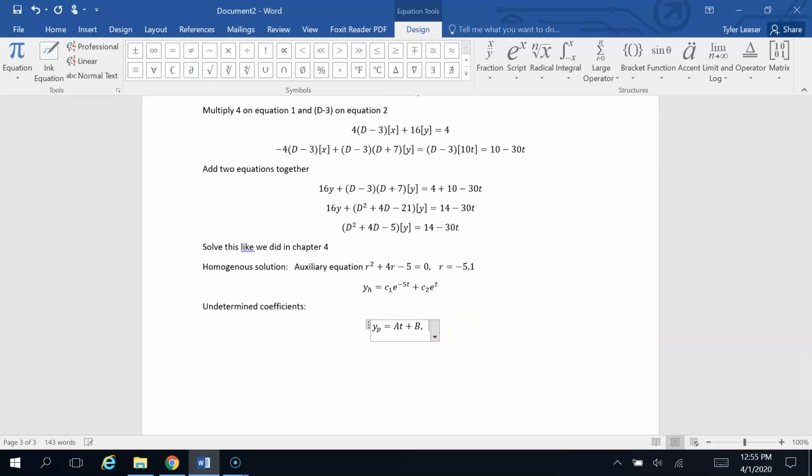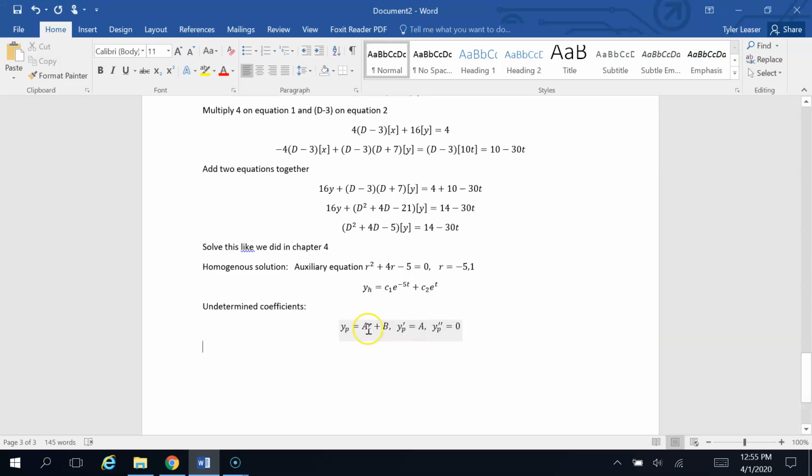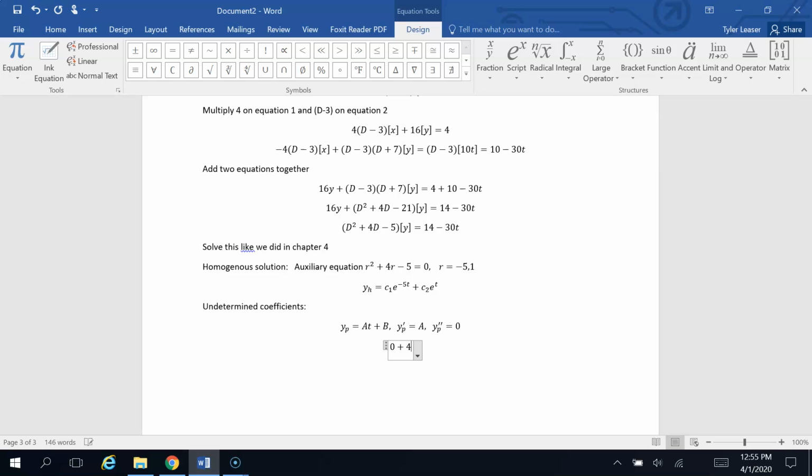We're going to have to take the derivative twice and plug it in. So the first derivative is just going to give me a. The second derivative is just going to be 0. If I plug this in here, we're taking the second derivative of y, which is 0, plus 4 times the first derivative of y, which is a, minus 5 times y itself, which is a t plus b. And that's equal to the other side of the equation, 14 minus 30t.